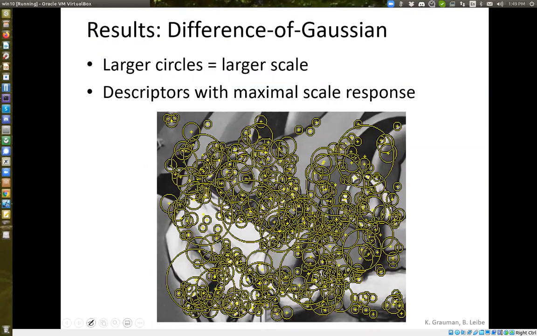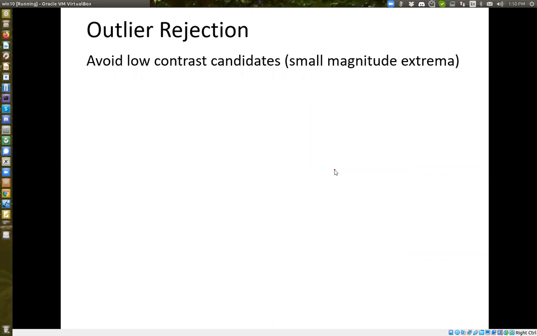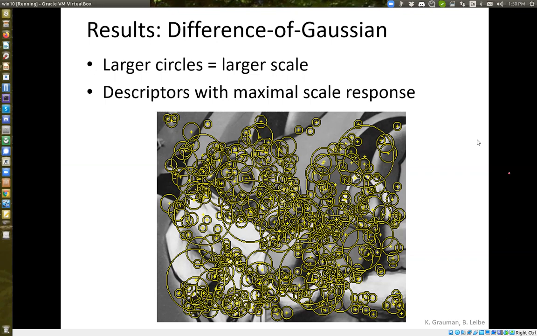For example, for an image, key points extracted using difference of Gaussian would look something like this, and the bigger circle here is just to illustrate that the biggest circle corresponds to a larger scale. I have this result like this, but it turns out that you have lots of responses if you just use difference of Gaussian like this.